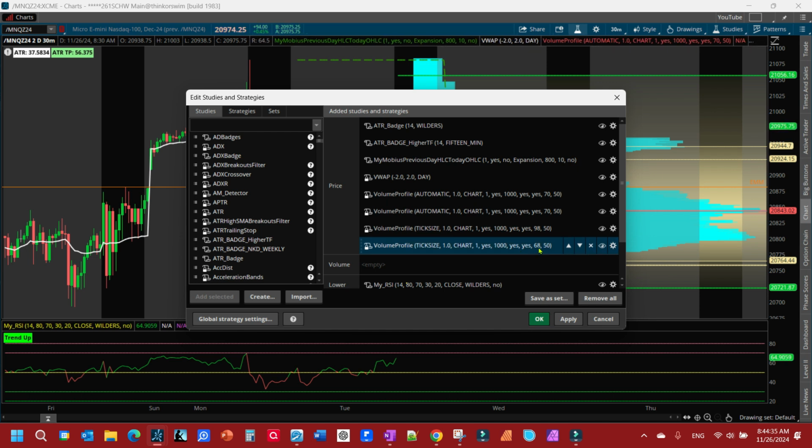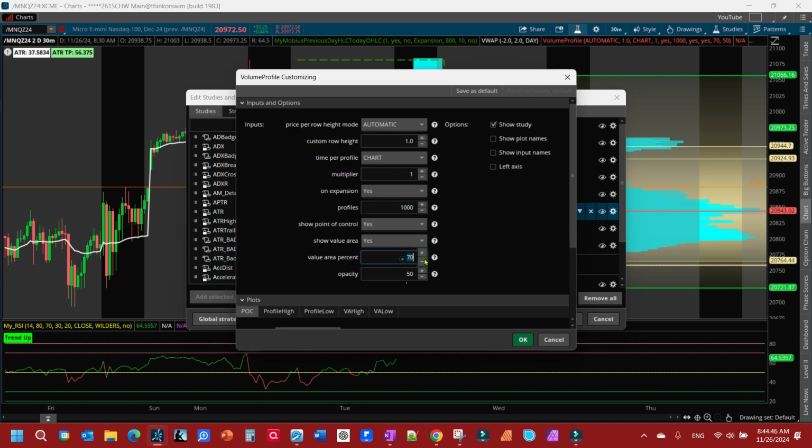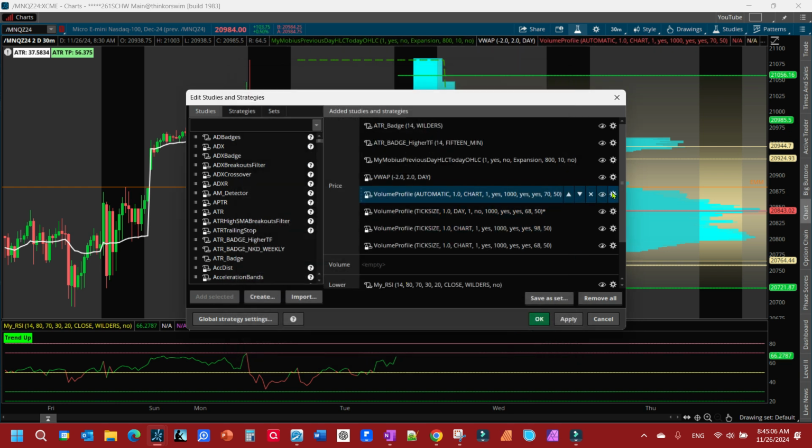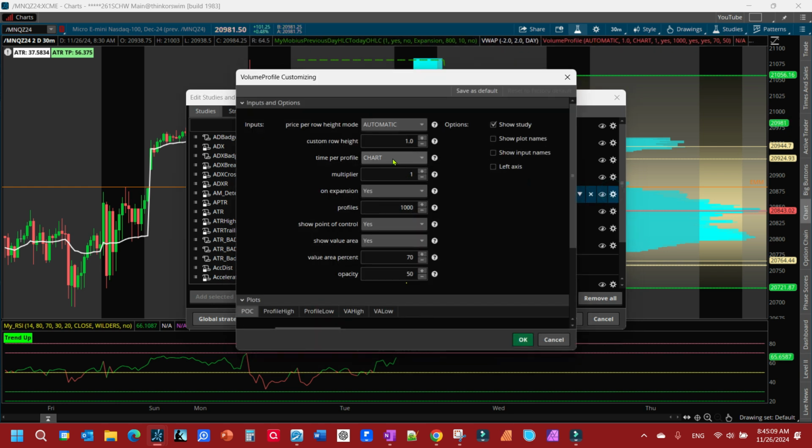Let me see here. Tick size chart, yes, means we have it on an expansion. So these two are the ones we're going to change. So we're going to change this one, 68%. We're going to put tick size, day, and on expansion, no. And we got the color. This is for your 68%. We're just going to change that color there. Okay, and then this one here, we're going to change to tick size, day, on expansion, no.